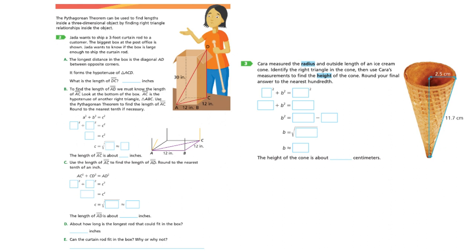It says Jada wants to ship a 3-foot curtain rod to a customer. The biggest box at the post office is shown. Jada wants to know if the box is large enough to ship the curtain rod. So let's look at the information that they give us. The longest distance in the box is the diagonal AD. So that's this here, from here to here. It forms the hypotenuse of this triangle kind of within the box. So this diagonal at the bottom, this height of the box, and then the hypotenuse is what we're looking for.